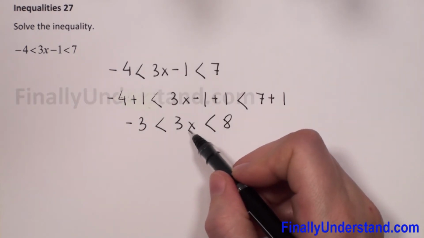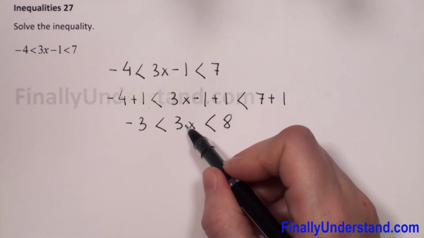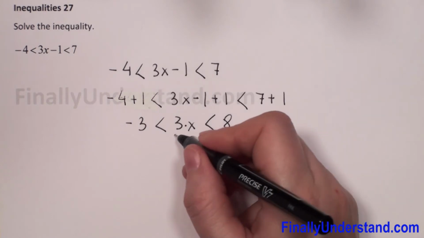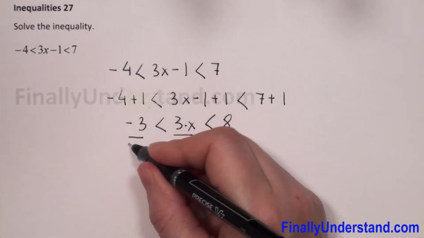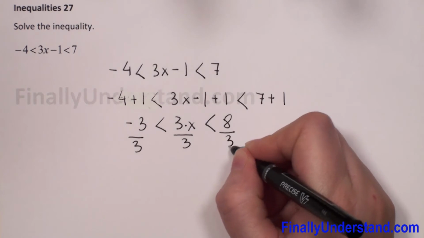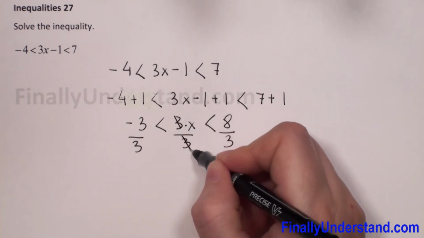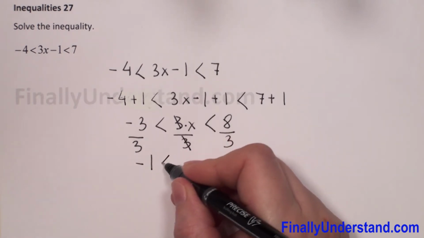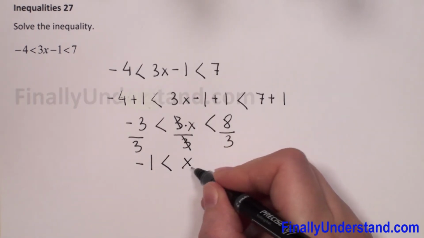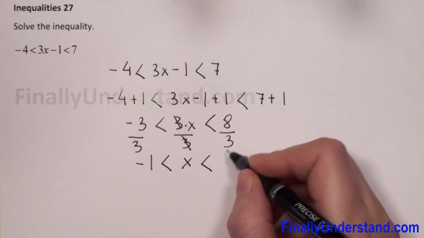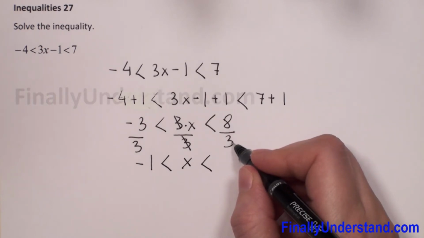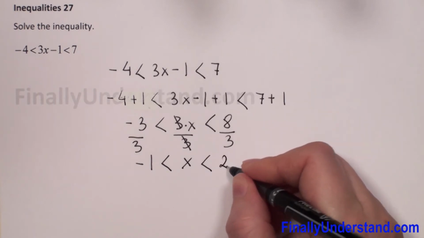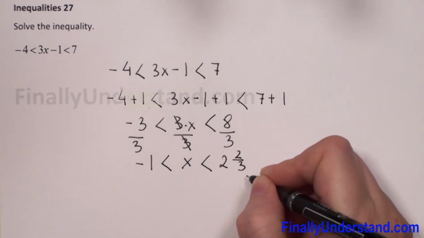Now, because I need to find x and I have multiplication here, I have to divide each member by 3. So 3 and 3 will cancel. Negative 3 divided by 3 will be negative 1 is less than x, and x is less than 8 over 3, which is an improper fraction. I can change it to a mixed number, which will be 2 and 2/3.